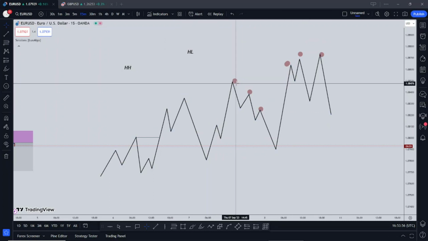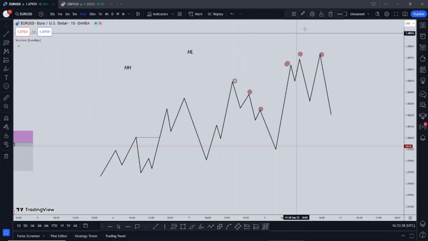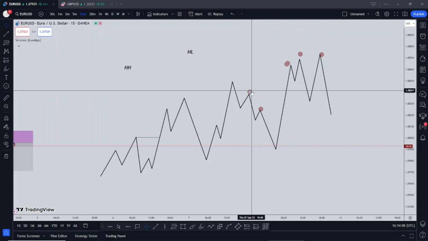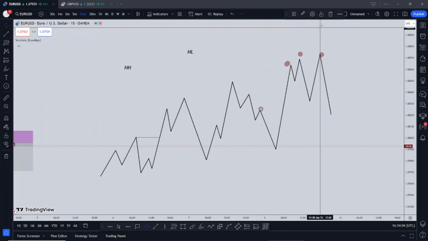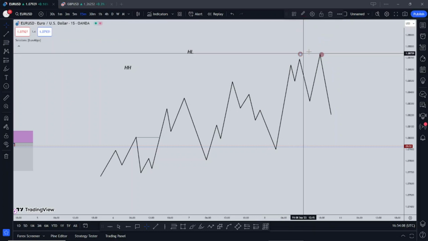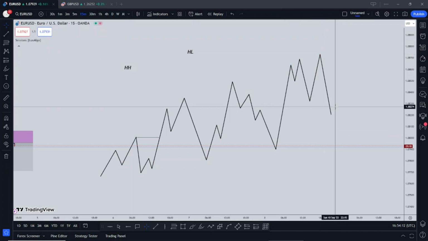Today I'm going to simplify everything to your understanding. I'm going to make everything so simple that it will be easy for you to identify which direction the market is actually moving and when the market has changed or shifted its structure. So let's go.